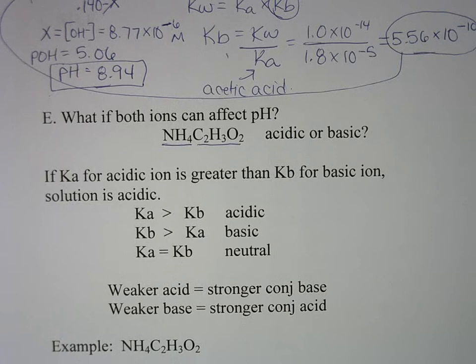In ammonium acetate, none of those ions come from either strong bases or strong acids. So none of them cross out as far as not affecting the pH of the solution. They both are going to affect the pH of the solution. So how do you figure out which one affects it more is the question. And I don't think there's any actual calculations you have to do here. You just have to recognize if the solution is going to be acidic or basic.